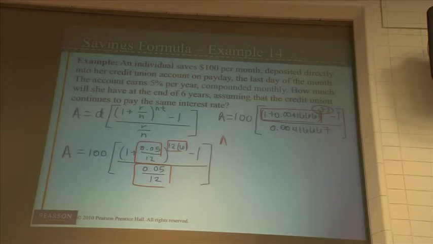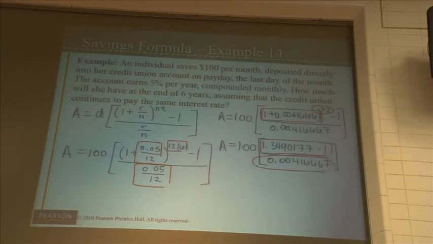And I've got A is equal to 100 times, putting those two values together, 1 plus 0.004166667, raised to the 72 power. That's going to be 1.34901177 minus 1, still over all of this stuff. Okay. Next thing, subtract the 1, and then divide by that.